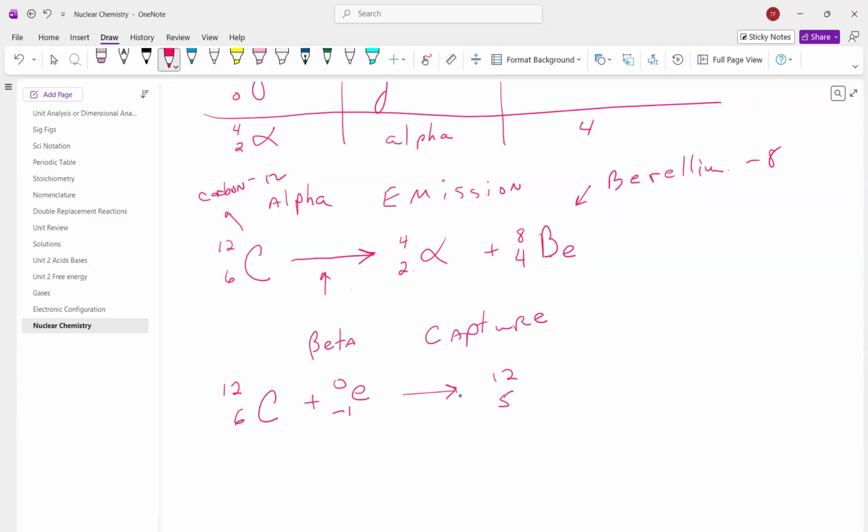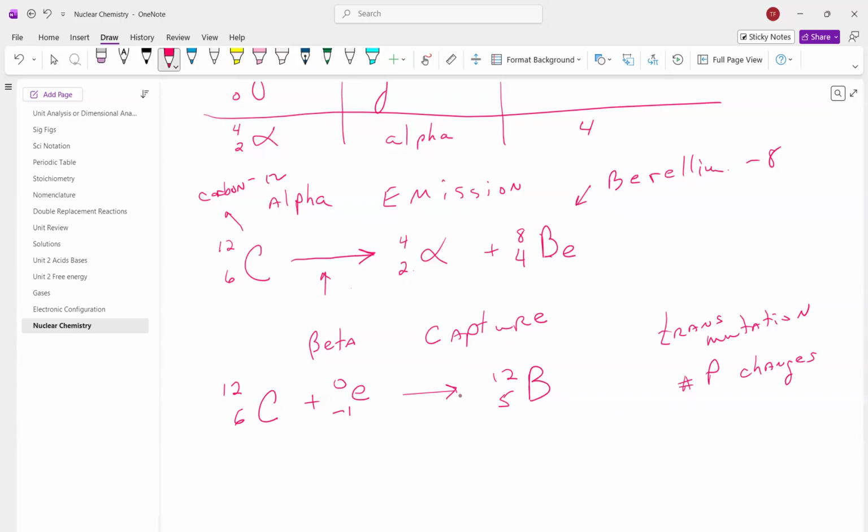So what is next on the left for carbon? Boron. So this is called transmutation. Transmutation is when the number of protons changes, because the number of protons determines what the element is. So we've transformed carbon into boron.